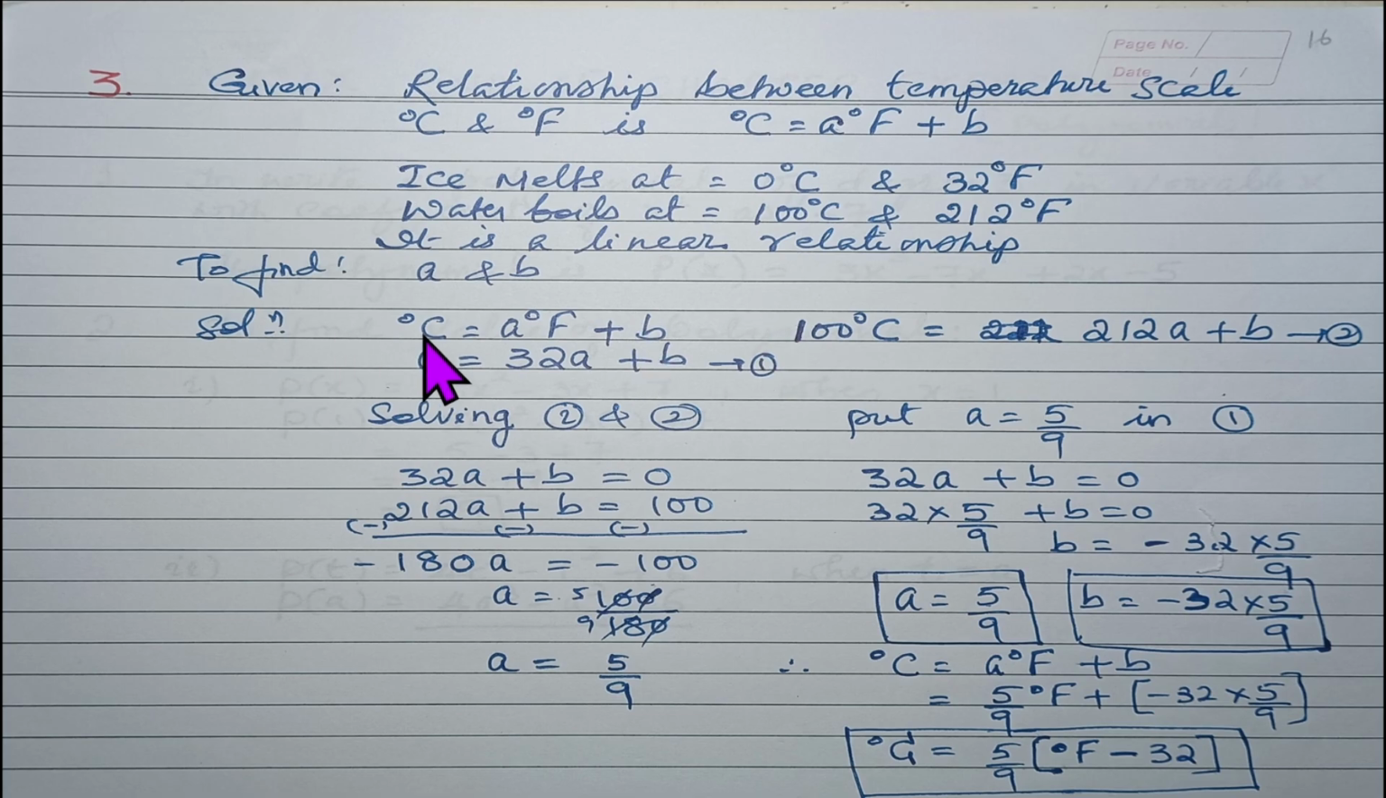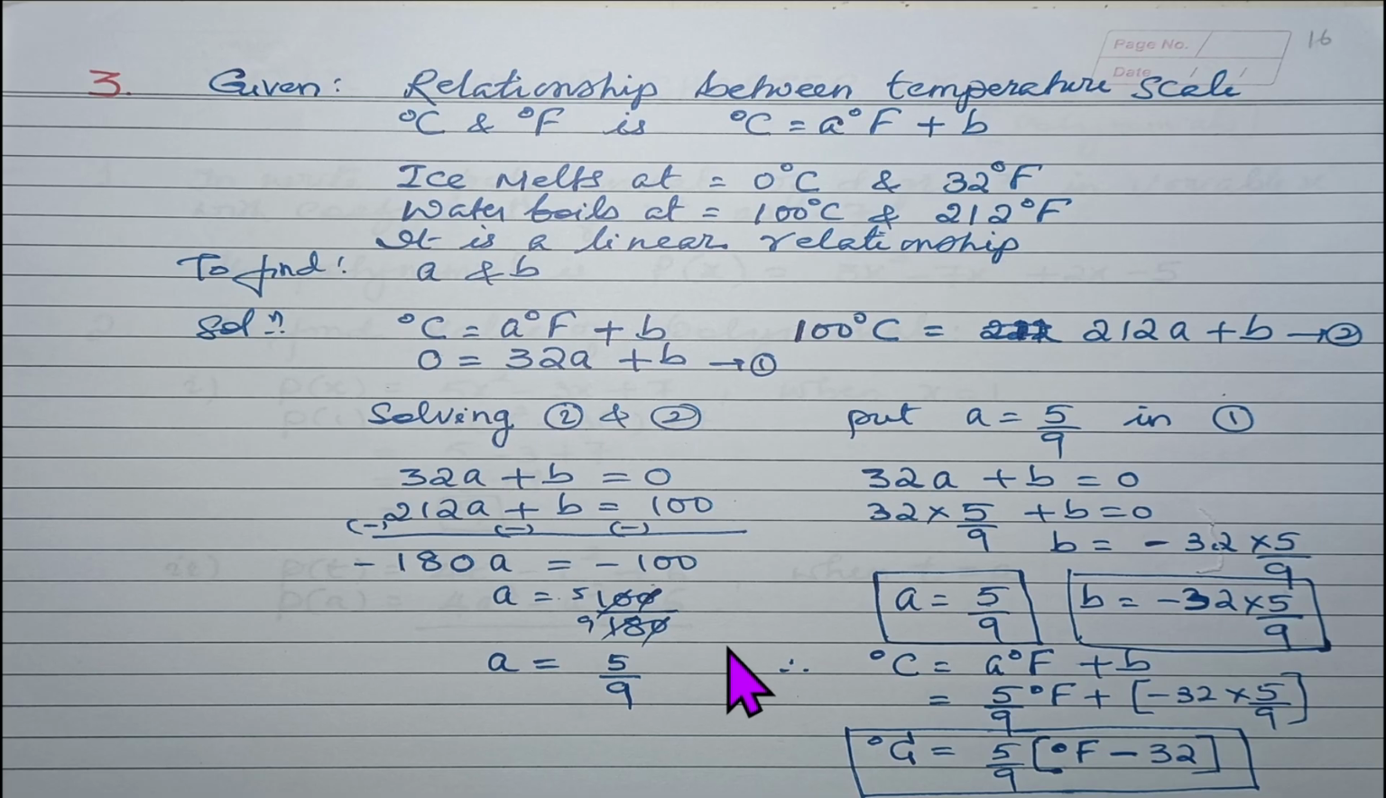Now we have the linear relationship, that is degree Celsius is equal to a times degrees F plus b. If the temperature is 0 degrees Celsius, then it is 32a plus b, because it is 32 degrees F here. And if it is 100 degrees Celsius, then it is 212a plus b. We have got two equations, 1 and 2. Solving 1 and 2, we find the value of a, and the value of a is 5 by 9. Very simple calculations, you can understand that. Now put a is equal to 5 by 9 in one of the equations, then 32a plus b is equal to 0. 32 into 5 by 9 plus b is equal to 0, therefore b is equal to minus 32 into 5 by 9.